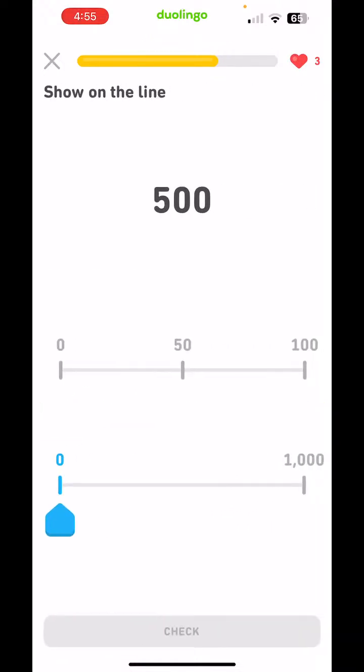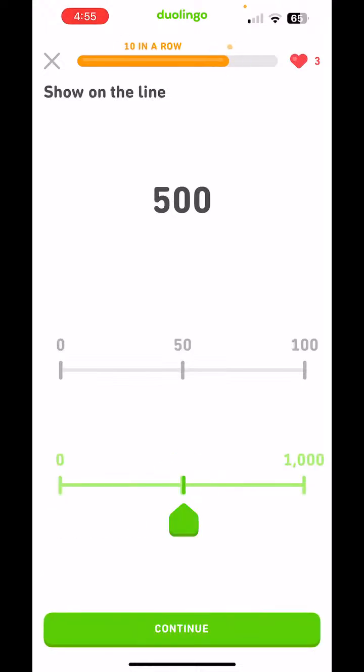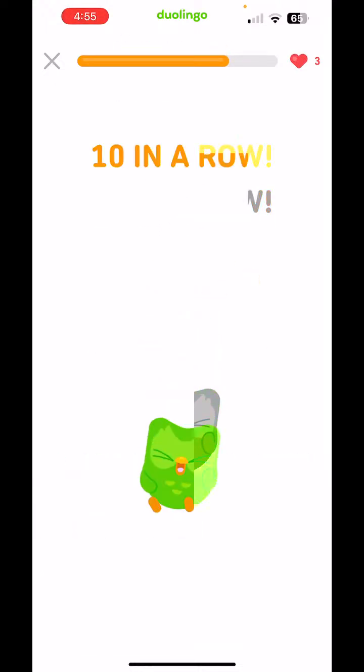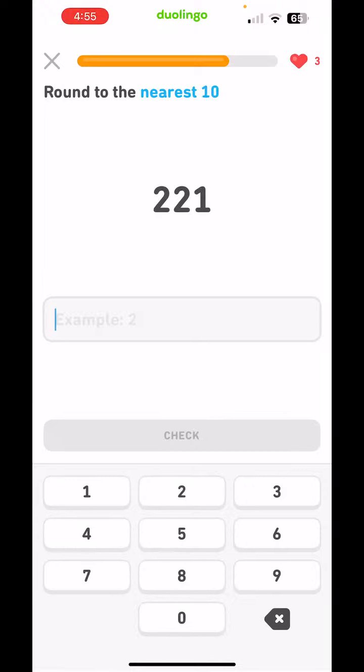Show on the line. Okay, so the same concept as before. 0 to 100 with 50 in the middle. And we have 0 to 1,000. So we know that 500 would be in the middle of that. Okay, now we need to round to the nearest tenth. So I believe this would be 220.